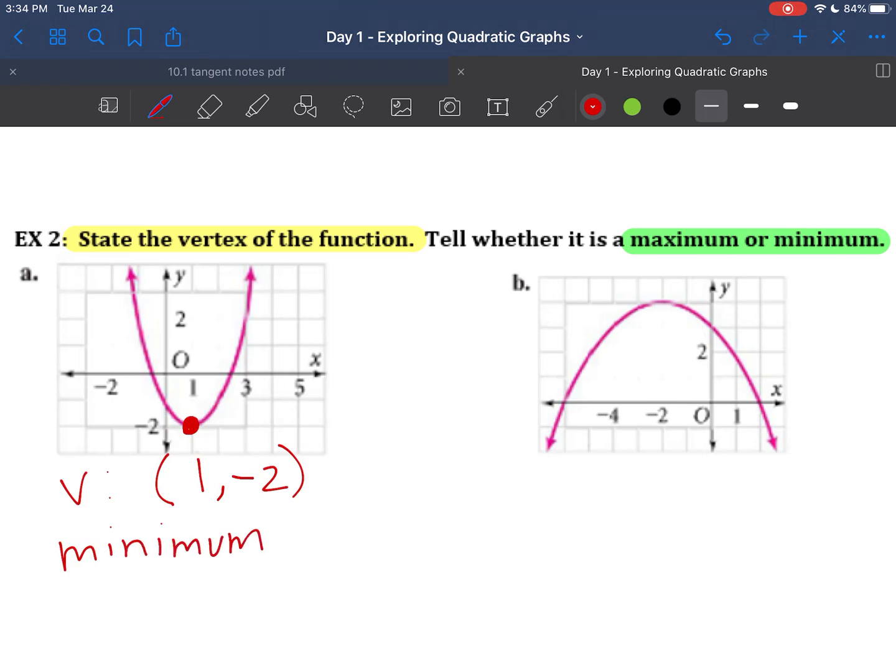Okay. Find your vertex here. I know you're missing part of your graph, but your vertex is the turning point at the top here. So my vertex is at -2, 4. And then it is at the top, so it is a maximum. All right, how'd we do on that?